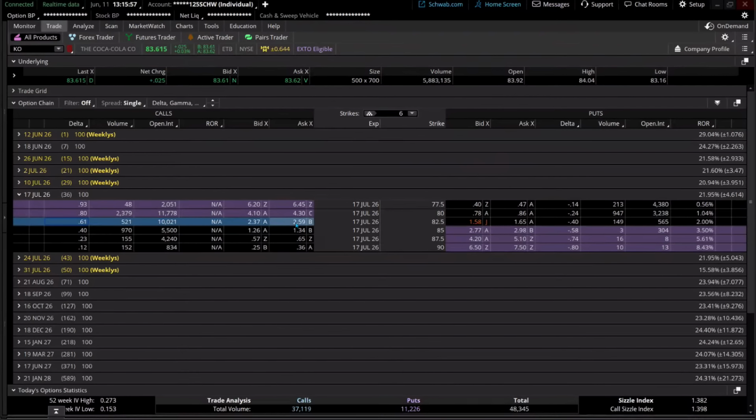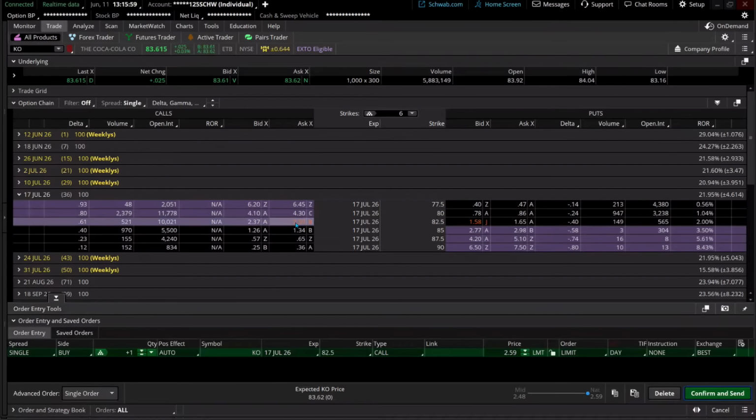Now, what I'm going to do is click on the 259. When I click on the 259, what does it do? Well, it brings up a buy order. When we bring up a buy order, we're going to push it to the mid price. The mid price is just the in-between value, okay?